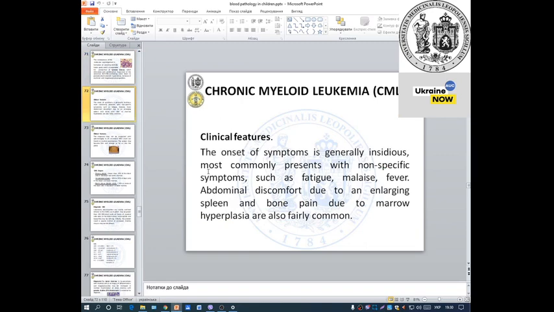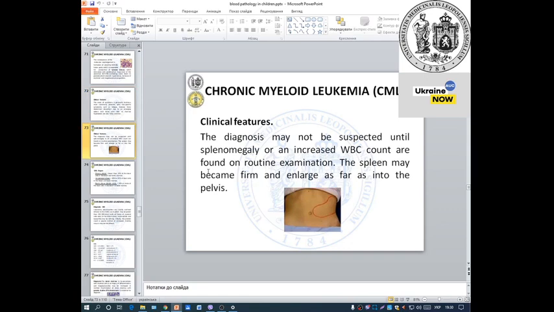Chronic myeloid leukemia manifests insidiously with nonspecific symptoms such as fatigue, malaise, fever. Abdominal discomfort due to an enlarging spleen, and bone pain due to marrow hyperplasia are also common. The diagnosis may not be suspected until splenomegaly or an increased white blood cell count are found on routine examination. The spleen may enlarge as far as into the pelvis.